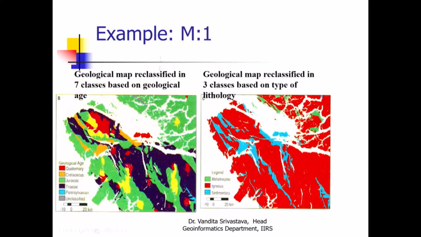Similarly, if you have more number of classes in the input and less number of classes in the output, in this example a geological map which was classified into 7 classes is now classified based upon lithology only into 3 main lithological classes: metamorphic, igneous and sedimentary rocks. So now you are going from more number of classes to less number of classes. Sometimes this kind of simplification is required in order to have a better idea. You will see a different pattern of distribution of these classes as compared to the input map. So this is required sometimes, and you can perform it in this way.